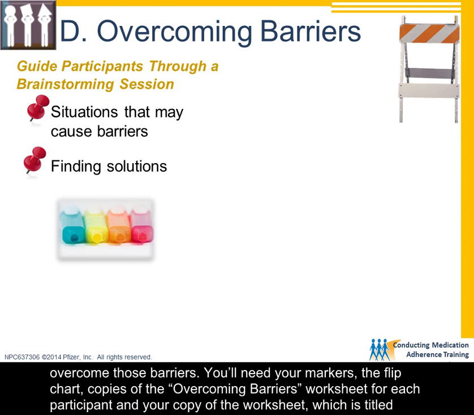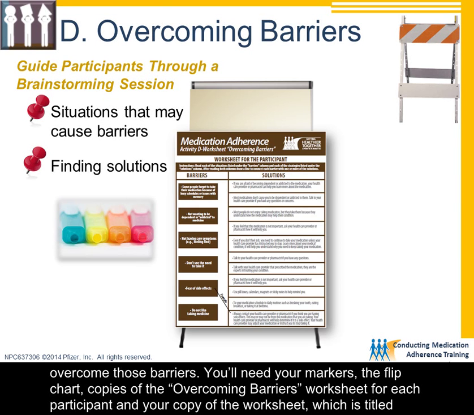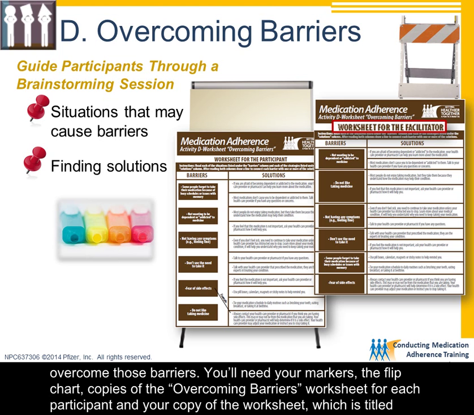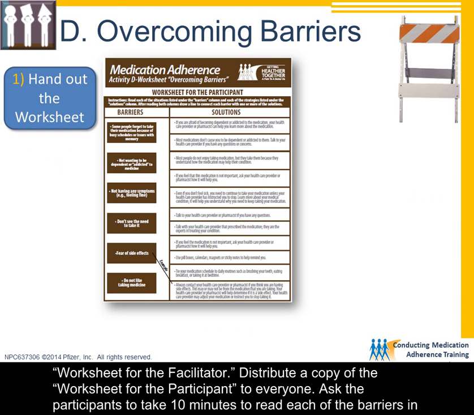You'll need your markers, the flip chart, copies of the Overcoming Barriers worksheet for each participant, and your copy of the worksheet, which is titled Worksheet for the Facilitator. Distribute a copy of the worksheet for the participant to everyone.